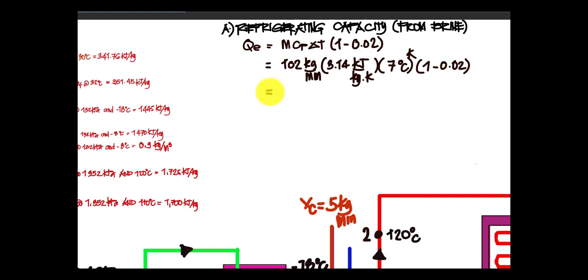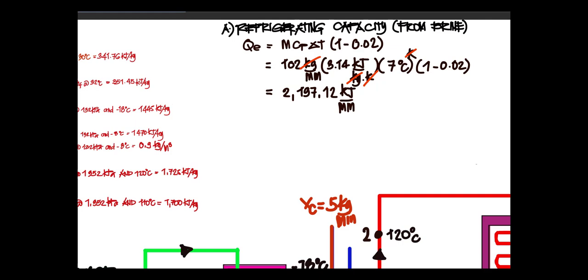Using the calculator, I have the value of the refrigerating capacity of the brine, which is 2197.12 kilojoule per minute. We cancel the units here: kilogram is canceled out, Kelvin is canceled out, so what is left is kilojoule per minute.